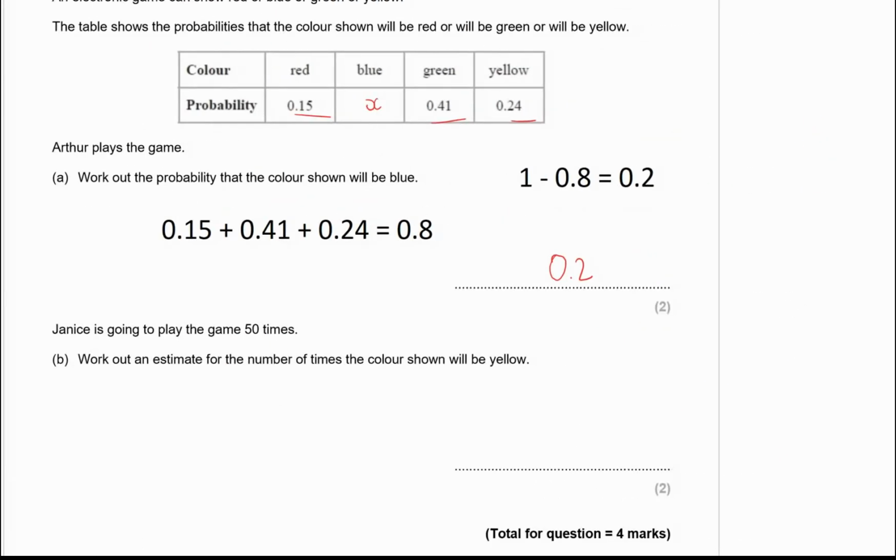The next step is experimental or theoretical probabilities, where you have to estimate how many times the colour will be a certain colour, in this case yellow. To do it, you just do the number of times he plays the game times the probability of guessing a yellow, and that will give the expected number, which in this case will be 12. So that's the most basic idea.